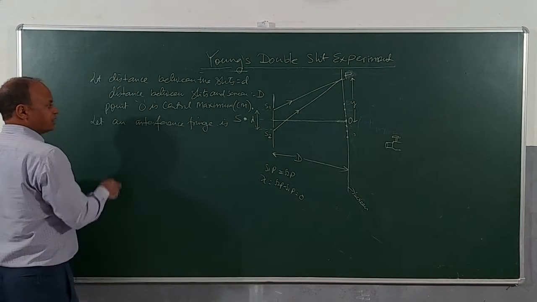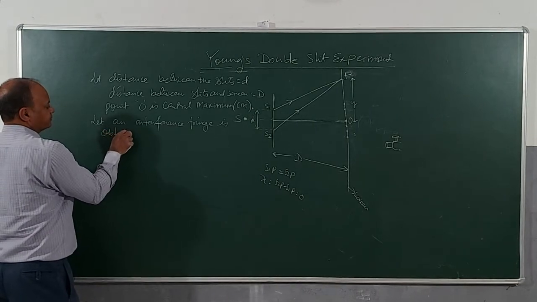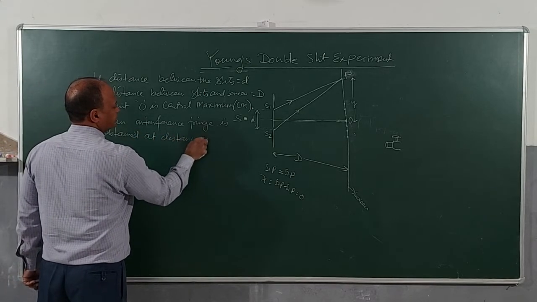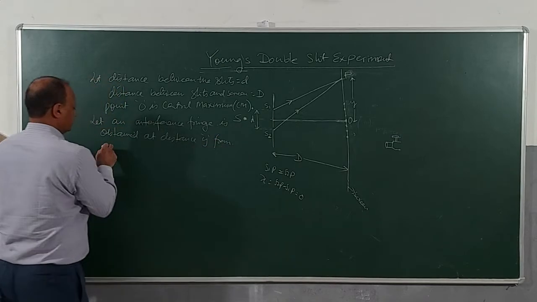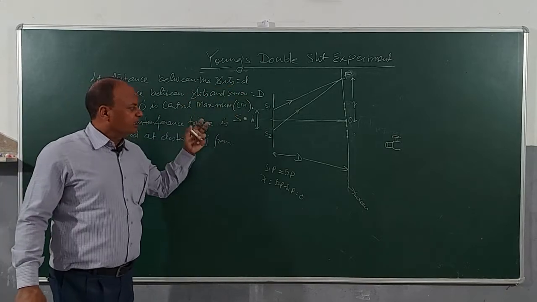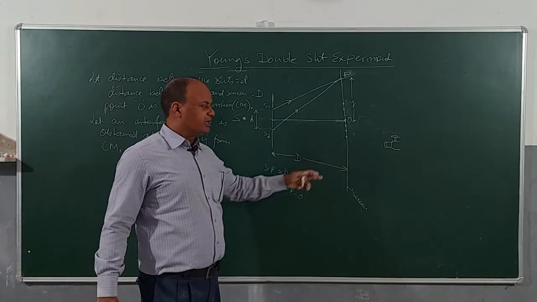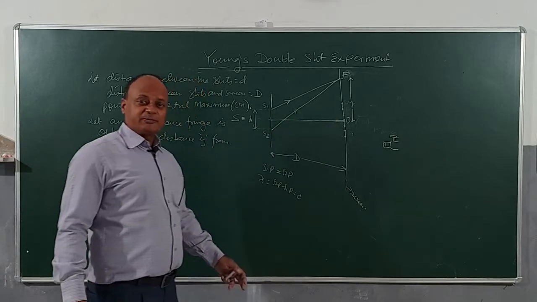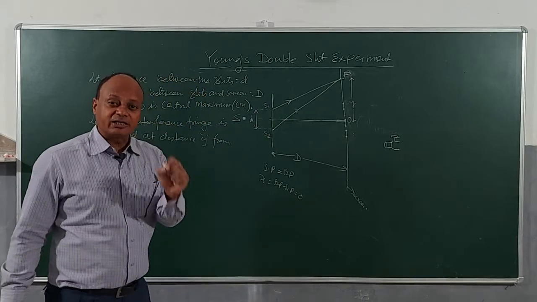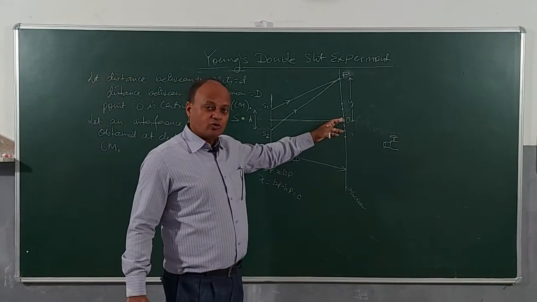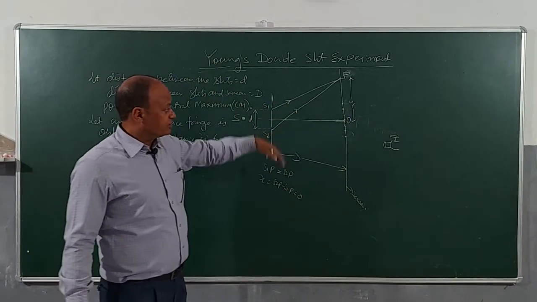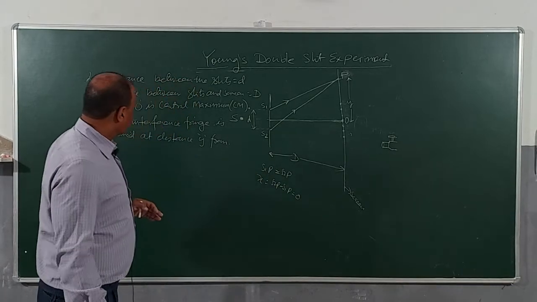Let an interference fringe be obtained at distance y from central maximum. Children, so we have made some assumptions here. Let distance between the slits be equal to small d. Let distance between the slits and the screen be capital D. O is called central maximum, and P is a point at distance y from the central maximum. Central maximum will act as origin. This is why precisely I will be writing this as O. I will be measuring all the distances from point O. Clear? Distance of all the fringes will be measured from point O.